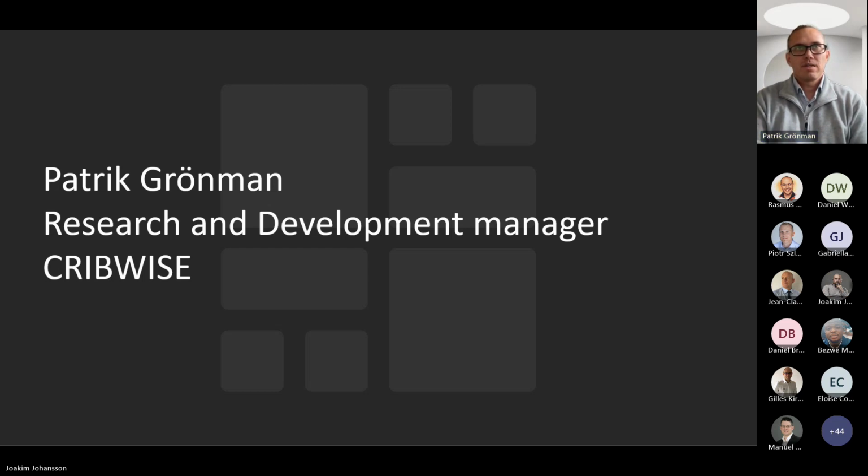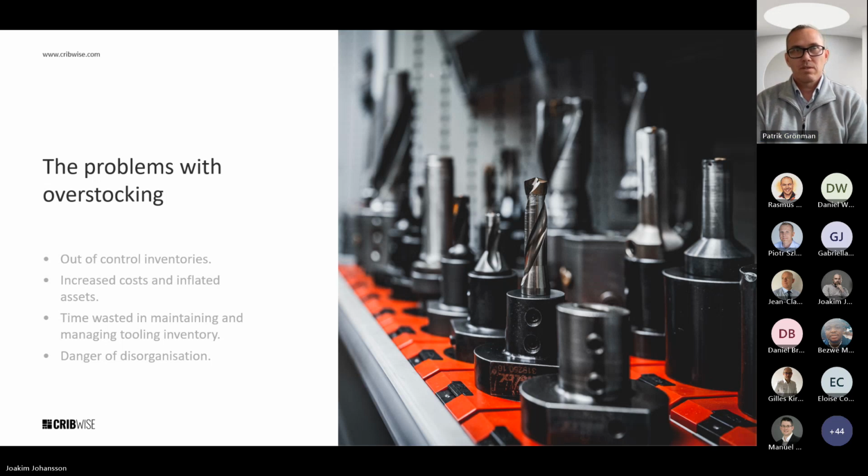I will jump into the next one and talk a little bit about the problem with overstocking. Due to the fear of stockouts, it can be highly tempting to overstock and hold more stock than you actually need. However, this can easily turn into another problem, where inventories are out of control. Firstly, and most obviously, overstocking can increase the cost of tooling, MRO, or PPE, basically spending more than needed.